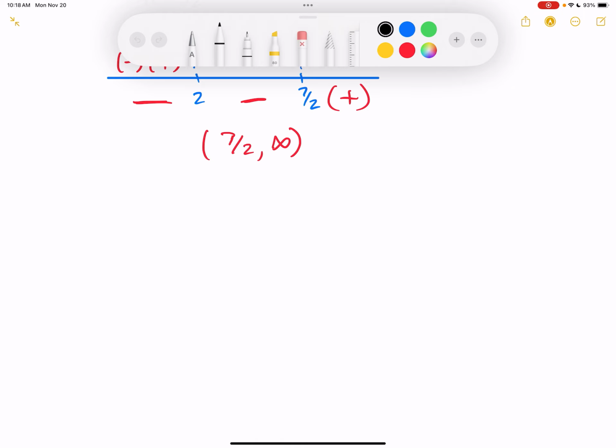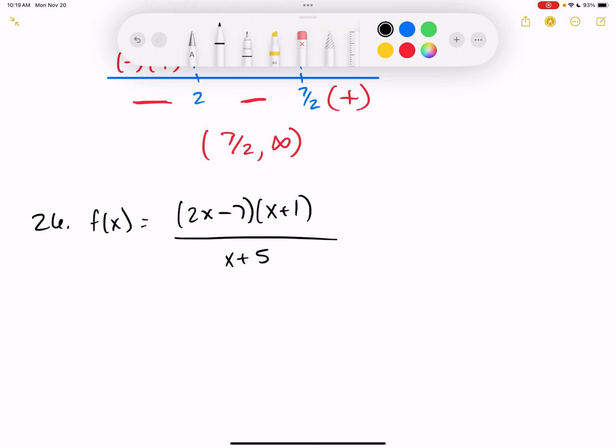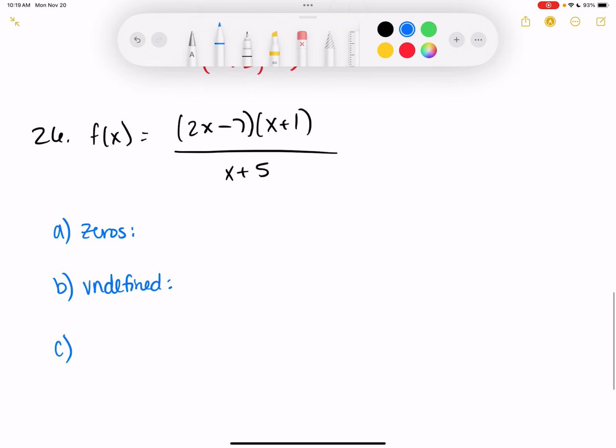So the only difference in what we were doing the other day is that we now have to worry about the undefined values. So 26: f of x is equal to (2x minus 7) times (x plus 1) divided by (x plus 5). So I'm looking for zeros, undefined, and then ultimately I'll also be looking for positive and negative intervals.